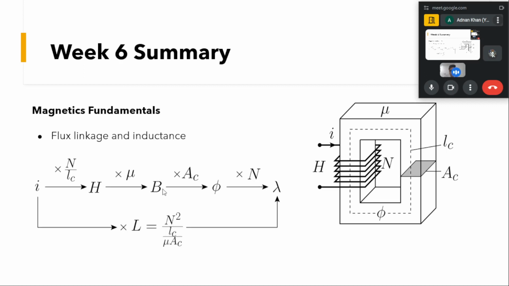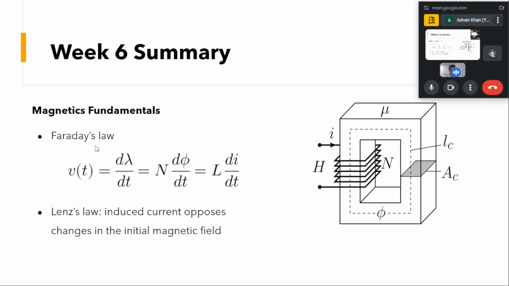So by these two equations we can get that the EMF generated because of this variation in the flux linkage will be equal to N d phi by dt, and that will be equal to L di by dt. So if we have a change in the flux or change in the current, an EMF will be generated.